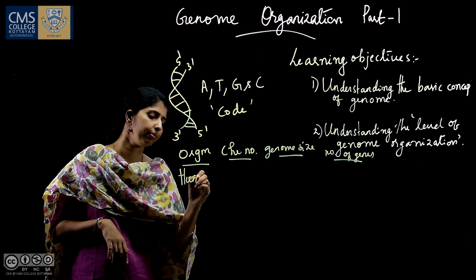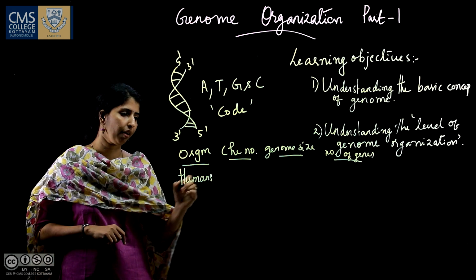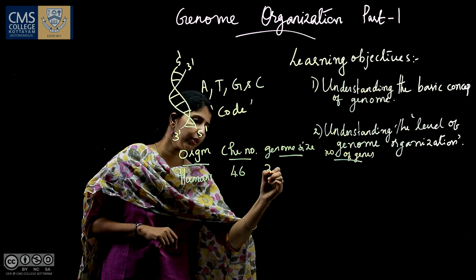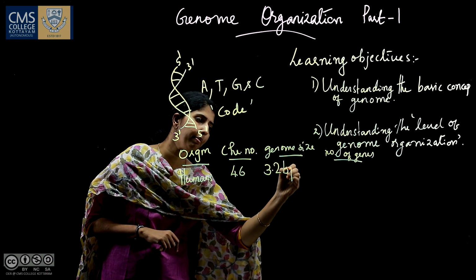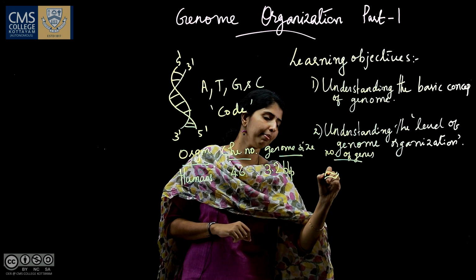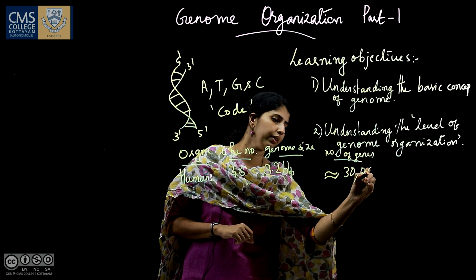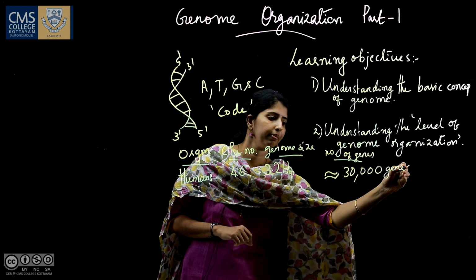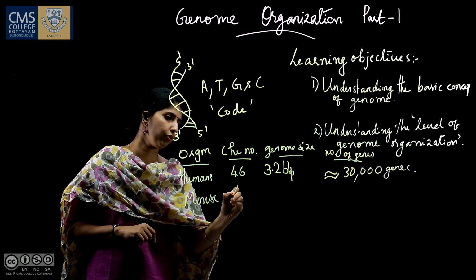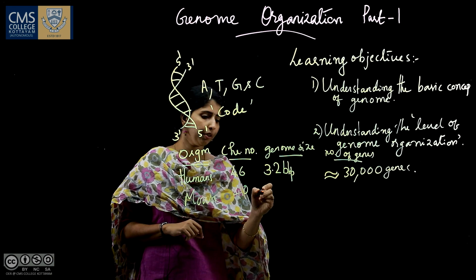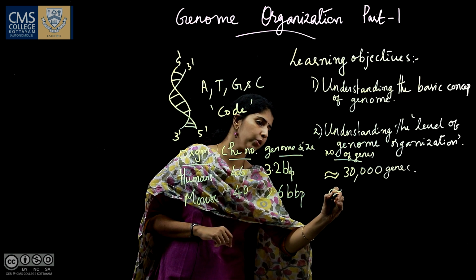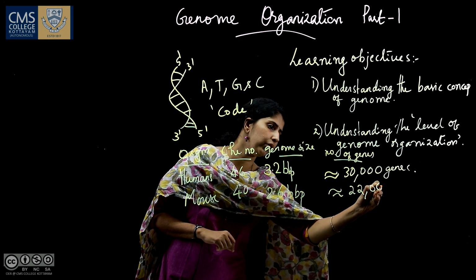First, humans. Humans have 46 chromosomes and we have a genome size of about 3.2 billion base pairs. And it contains approximately 30,000 genes. Consider mouse. It has 40 chromosomes. The genome size is 2.6 billion base pairs and approximately 22,000 genes.